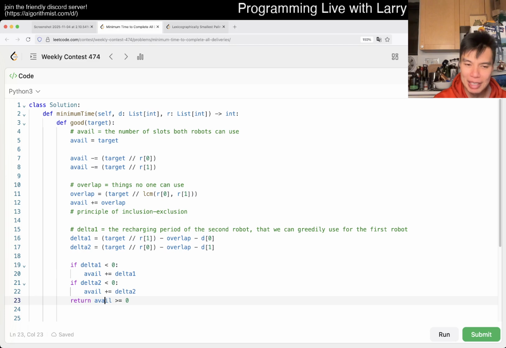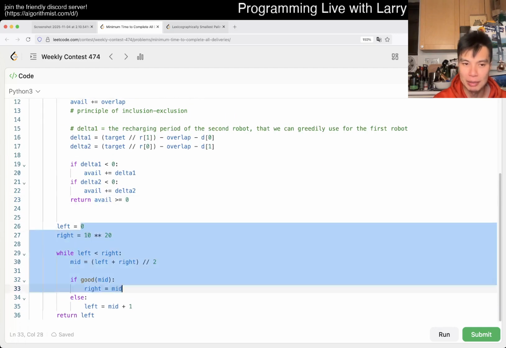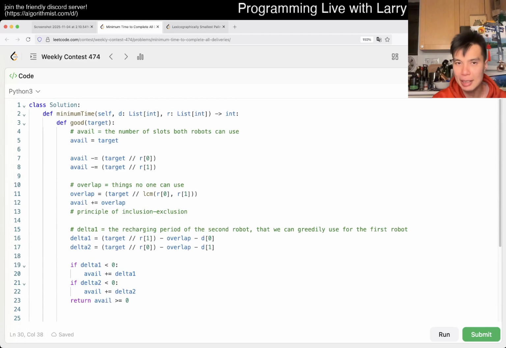And at the end, if we use them all and it's 0, if we still have slots open, then we can try a smaller number. That's basically what this binary search allows us to do. And that's it. What's the complexity here?